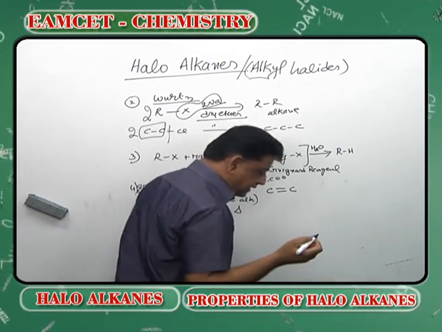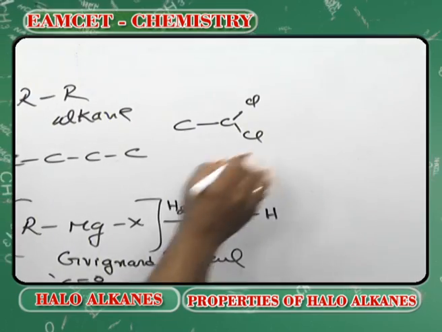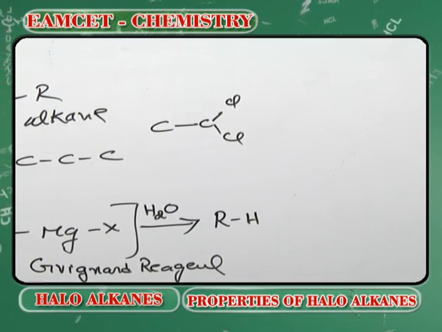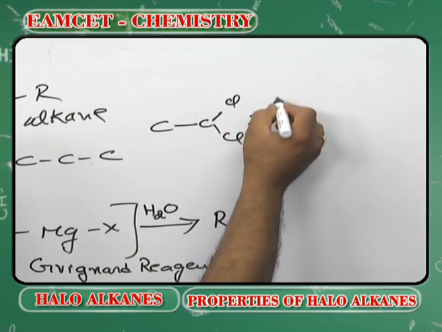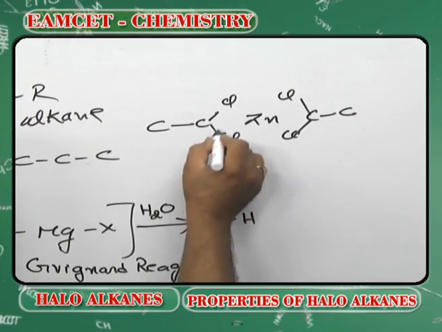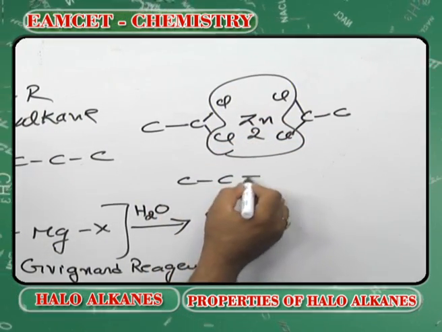The coupling reaction has an extension also. If a compound has two halogens, if two halogens are on the same carbon, you can use zinc metal, and these two halogens and the two halogens of the other compound will be removed with the help of the zinc, and you will get an alkene formation.